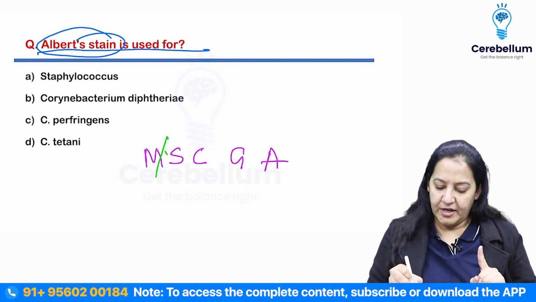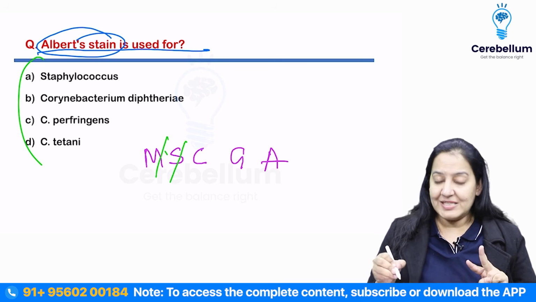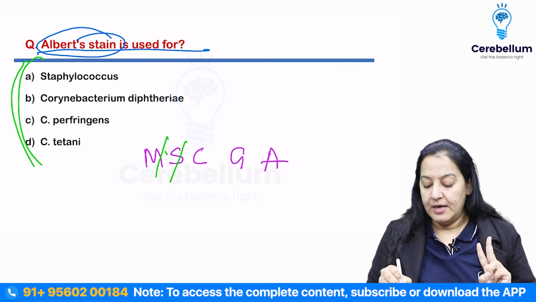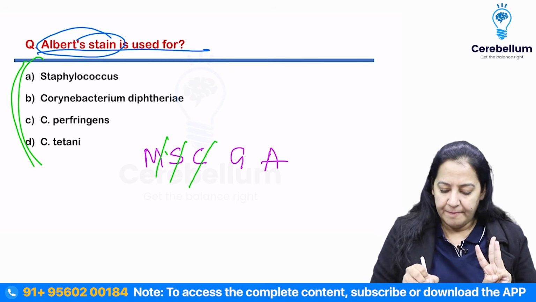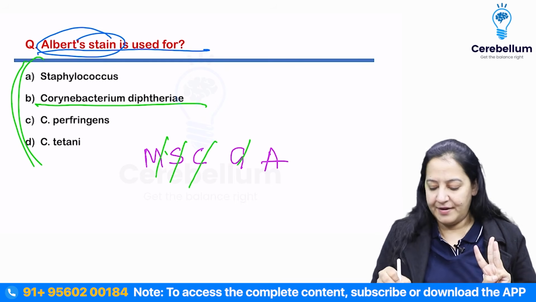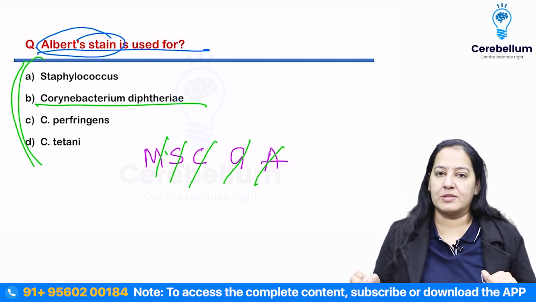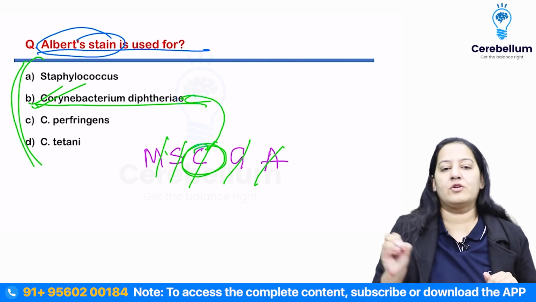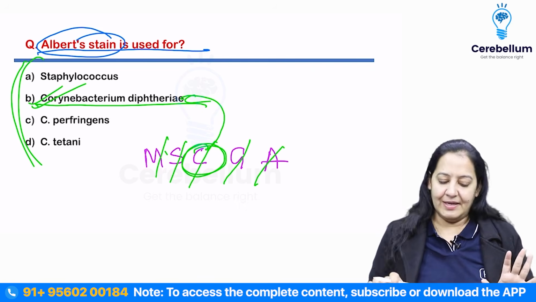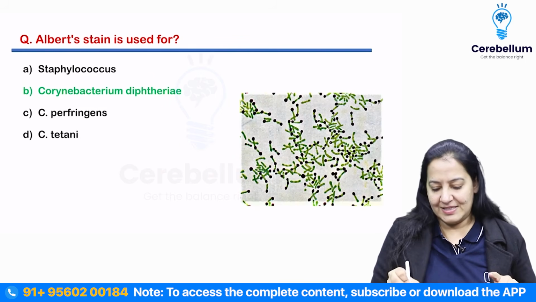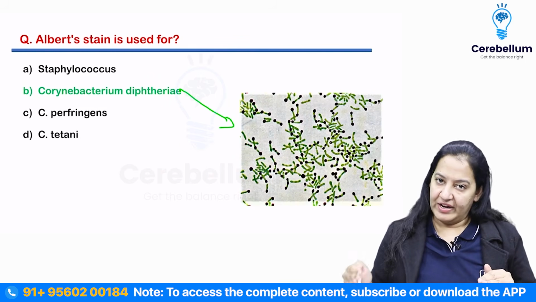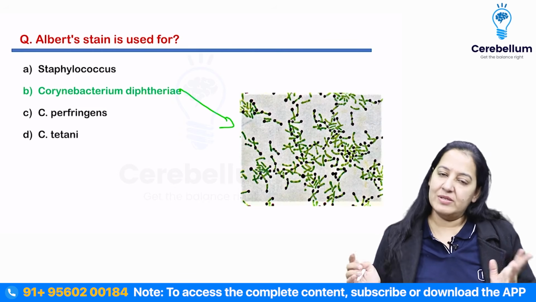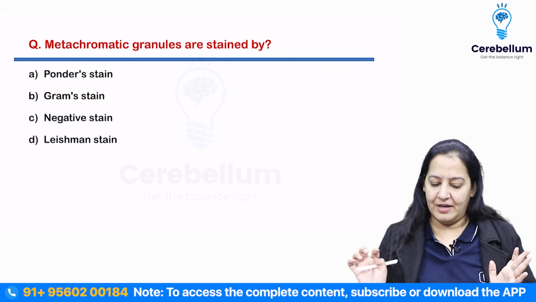M stands for Mycobacterium, which is not there in the options. S stands for Spirillum volutans, which is not given in the 4 options. C is for Corynebacterium diphtheriae, which is one of the options. Gardnerella and Agrobacterium are also not given in the options. So among the 5, only Corynebacterium is given here. So the correct answer here is Corynebacterium diphtheriae. On Albert stain, the bacteria are green in color, in Chinese letter arrangement, cuneiform arrangement, and at the poles they have the granules. So the correct answer here is B.